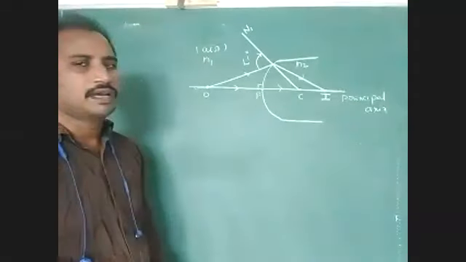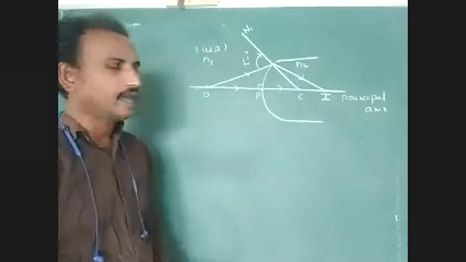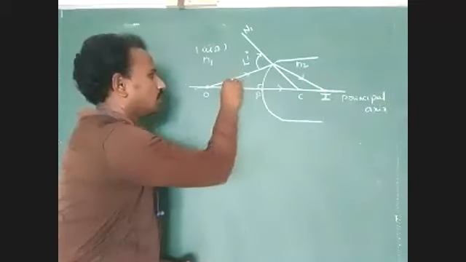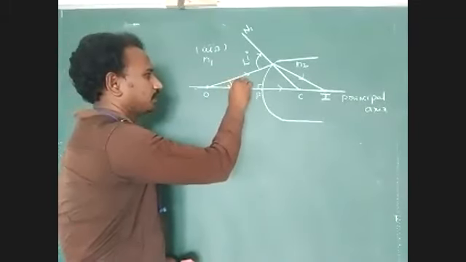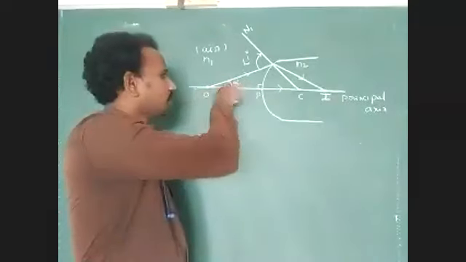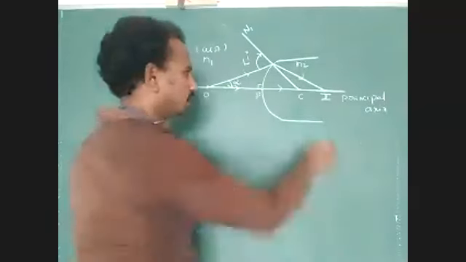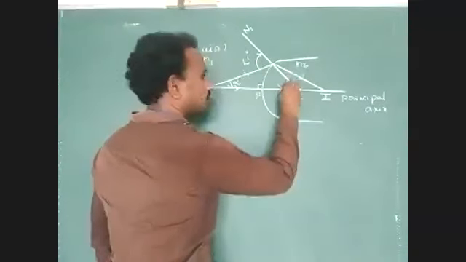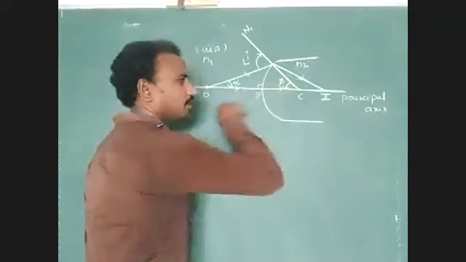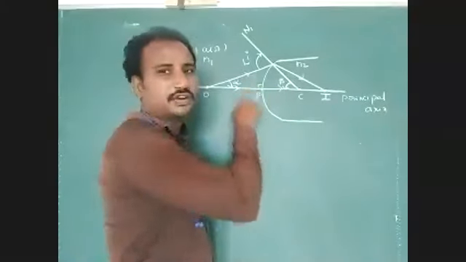And now we have to derive that formula. First, we can identify the angles. Here, the incident ray makes angle alpha with respect to the principal axis. Next, the normal makes angle beta with respect to the principal axis.